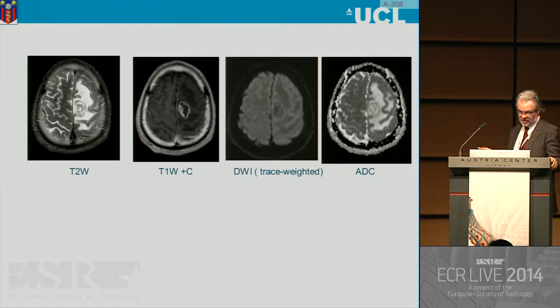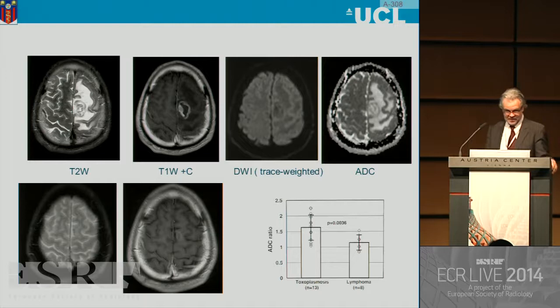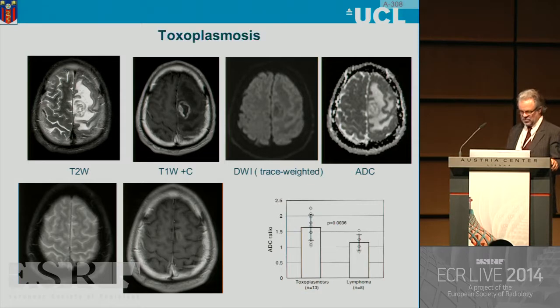Well, it's not an abscess. Of course, I hoped you would say this is going to be a metastasis or primary tumor. But as it happened, you have to know about the differential diagnosis. This was after anti-toxoplasmosis treatment. The lesion disappeared, and toxoplasmosis doesn't behave like bacterial abscesses. They have an increased diffusivity.